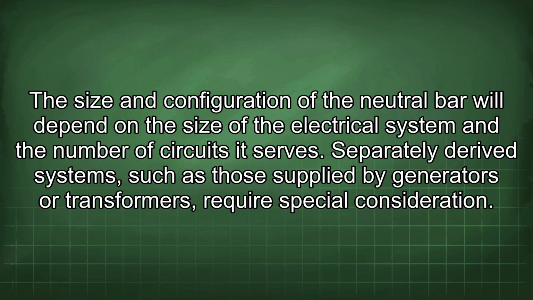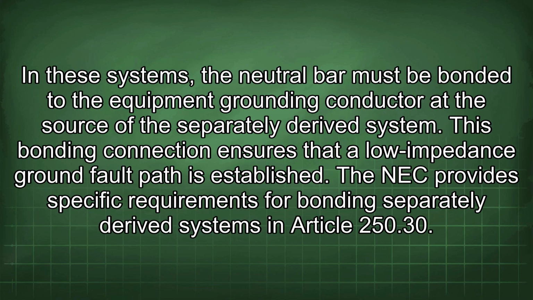Separately derived systems, such as those supplied by generators or transformers, require special consideration. In these systems, the neutral bar must be bonded to the equipment grounding conductor at the source of the separately derived system. This bonding connection ensures that a low impedance ground fault path is established. The NEC provides specific requirements for bonding separately derived systems in Article 250.30.